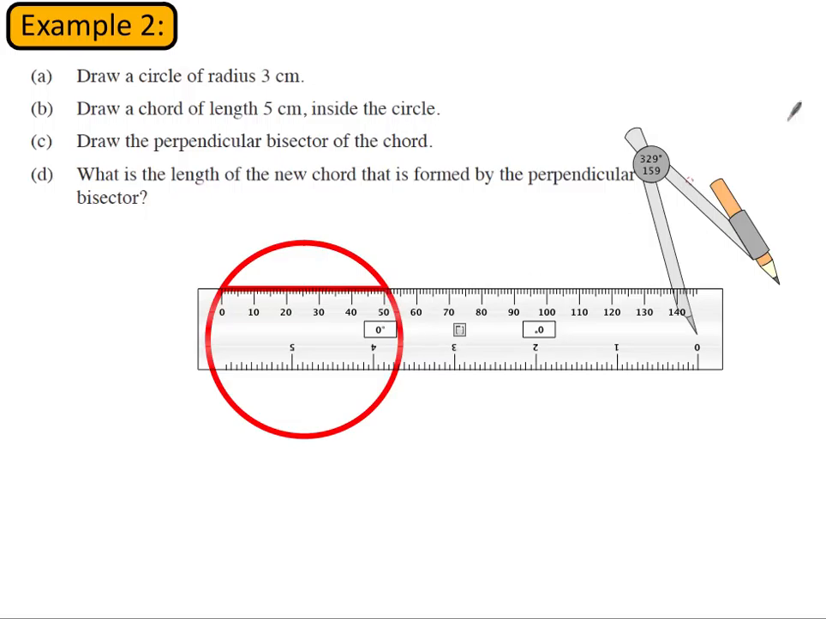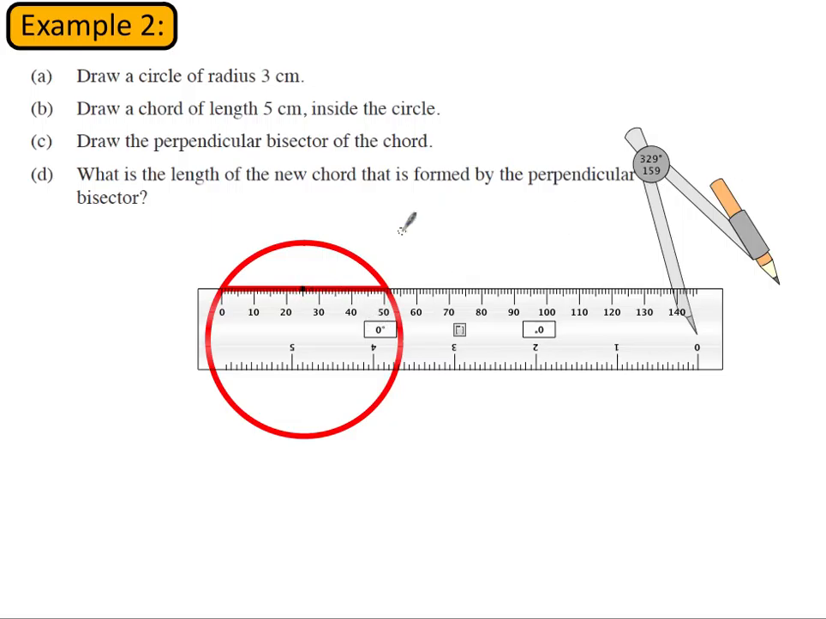We need to draw a perpendicular bisector now. A perpendicular bisector is a line that cuts that chord at 90 degrees, passing through its center. So we first need to mark the center, and if it's 5 centimeters in length, the center is going to be here at 2.5 centimeters.